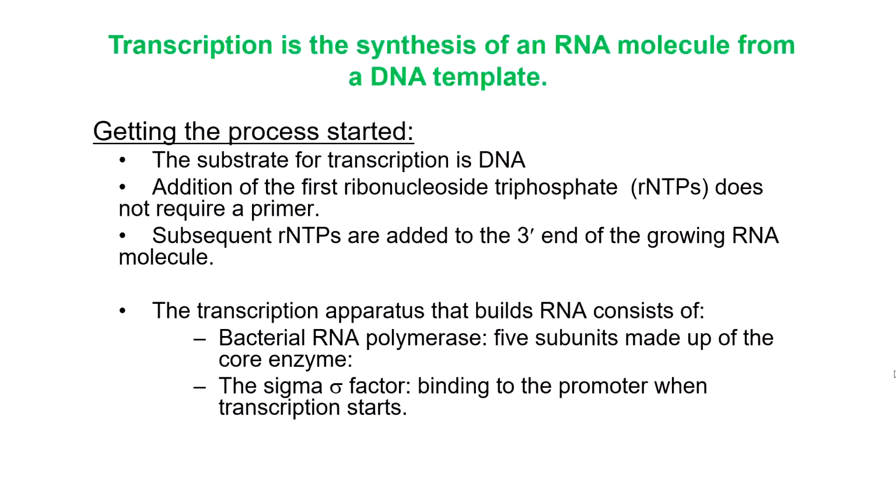To remind you from the last video, transcription is the synthesis of an RNA molecule using DNA as a template. So the substrate for RNA polymerase is DNA. The addition of the first ribonucleoside triphosphate, ribonucleoside, guys, not deoxyribonucleoside, does not require the use of a primer. And then subsequent ribonucleotides are added to the 3' end of the growing RNA molecule. These are the three major similarities between prokaryotic and eukaryotic transcription.